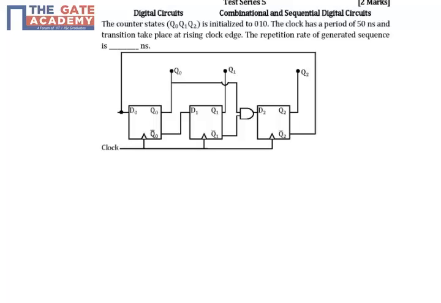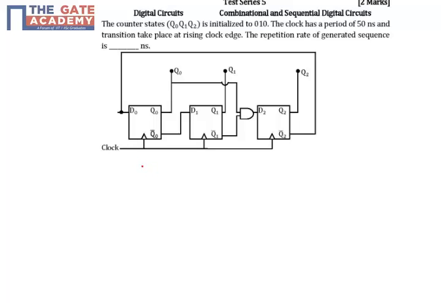So he has given one counter and also has given the initial value for the counter, and is asking the repetition rate of the generated sequence. Of course, the clock period of the counter is also given, that is 50 nanoseconds. Okay, so first we draw the table and find out how many clock pulses are required.